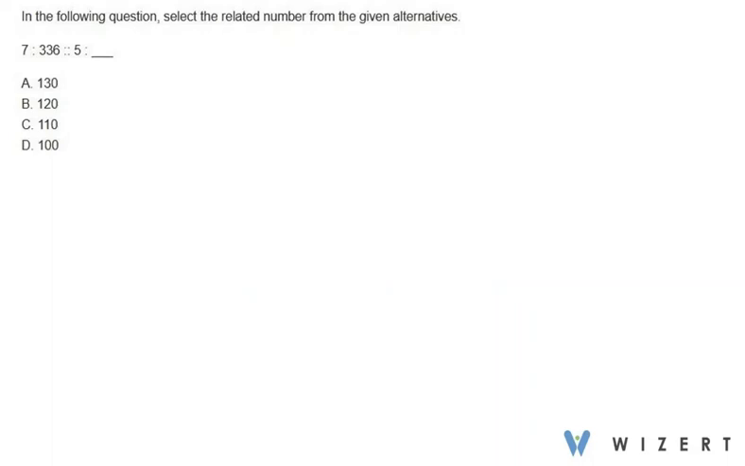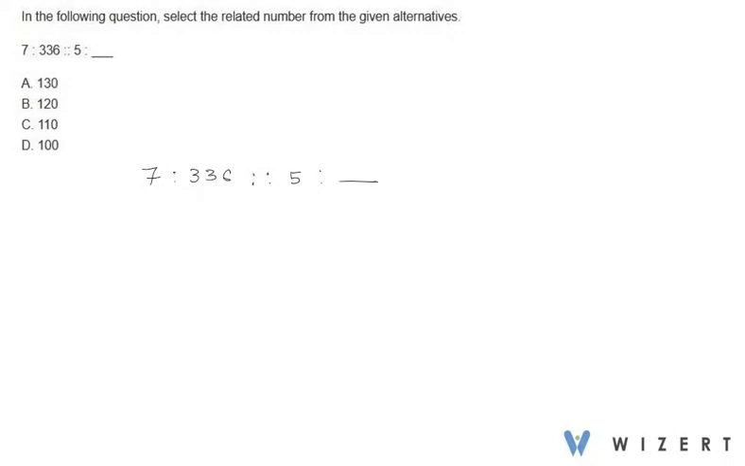We have this question here. In the following question, select the related number from the given alternatives. 7 is to 336 is equivalent to 5 is to blank.